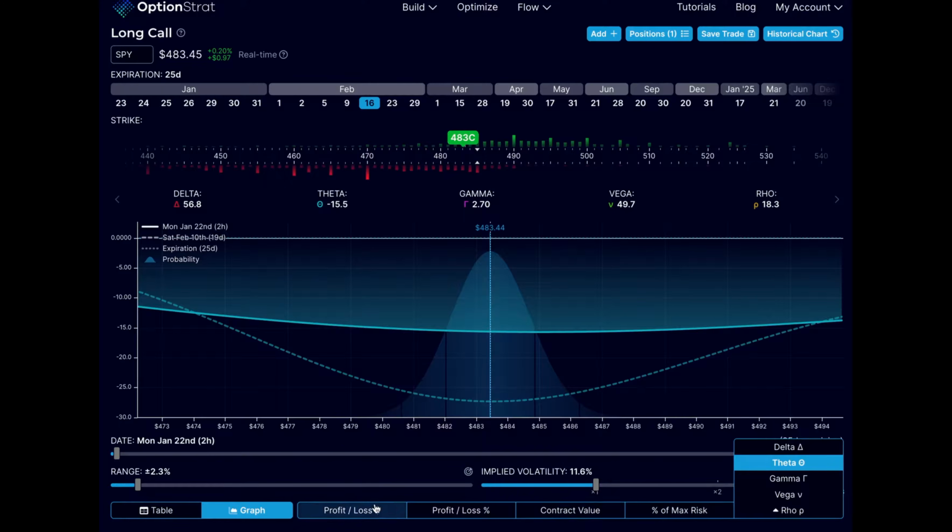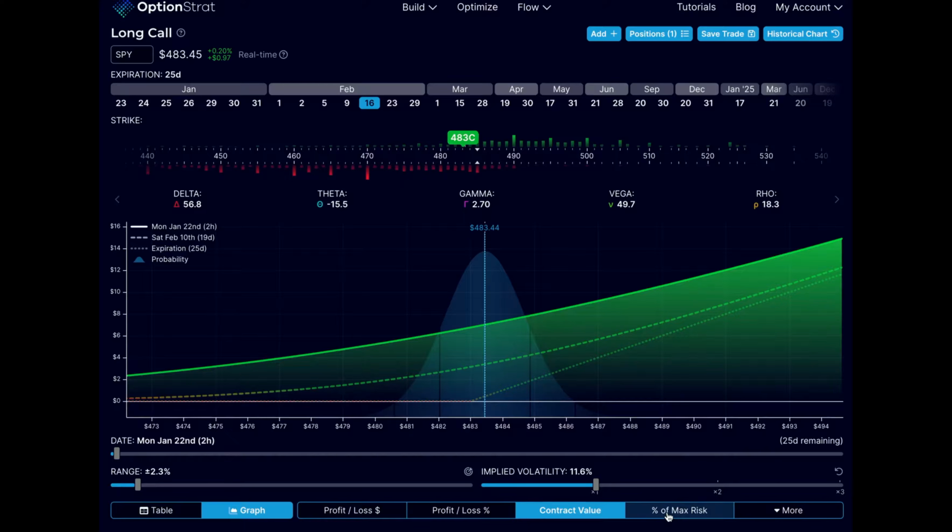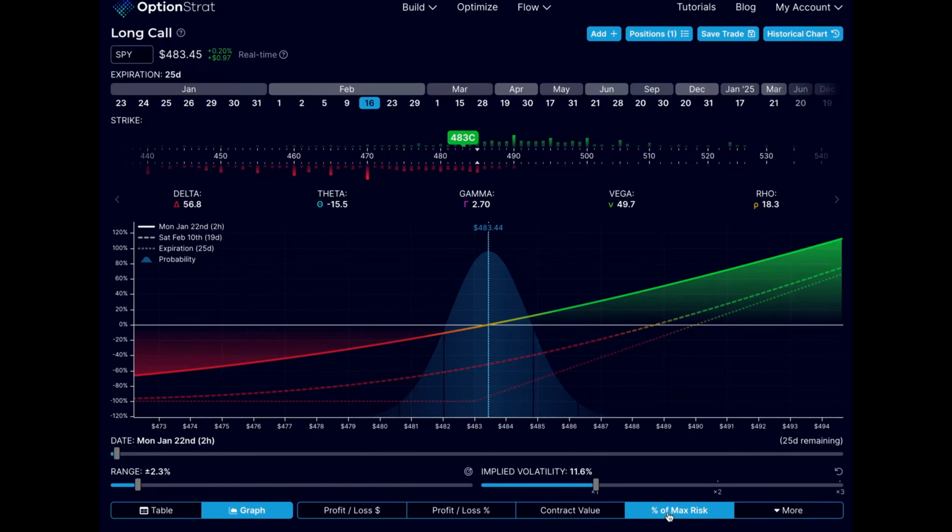And then I should also say that in the graphs table here, we can also look at the P&L as we've been looking at. We can look at a percent. We can look at the contract value. We can look at the trade based on percent of max risk. So all of the ways that we could look at it when we were in table mode, we can also look at here in this graph mode.